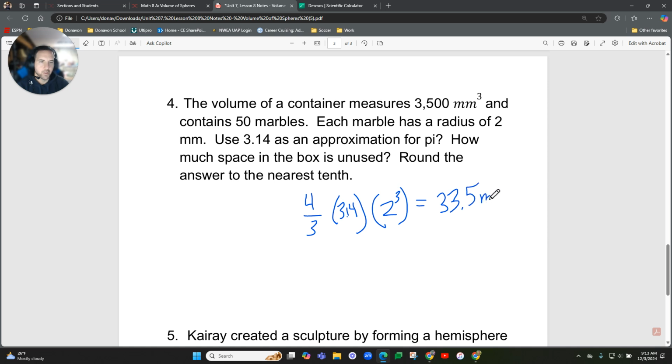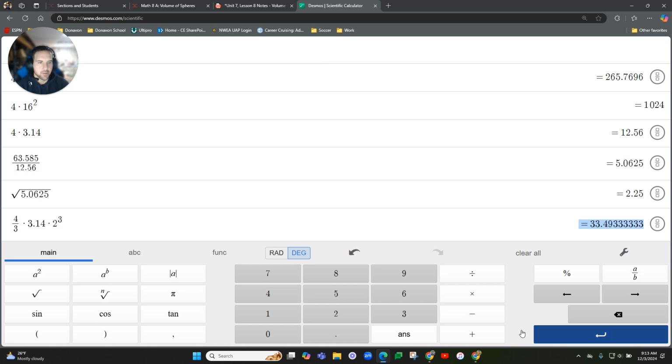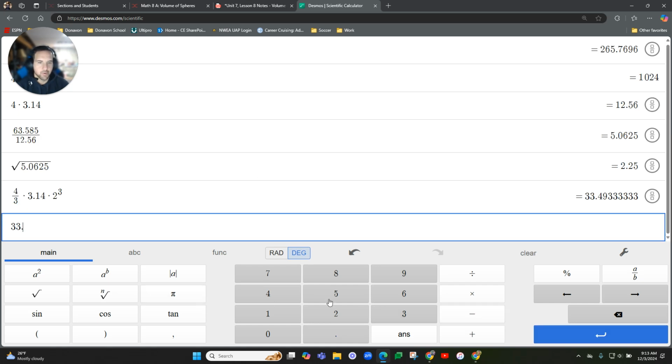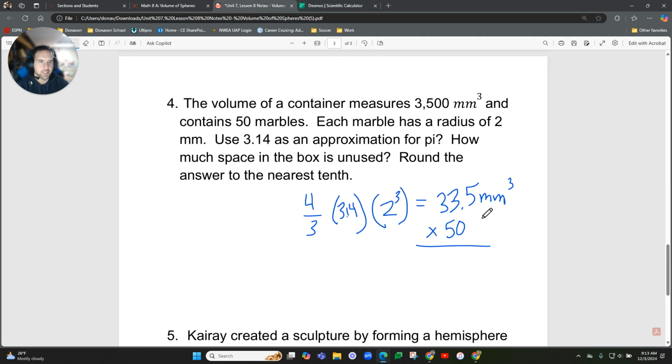33.5 cubic millimeters. Okay, that's one marble. I need to multiply that by 50 to figure out the volume of all those marbles. So 33.5 times 50 is 1,675. That's the volume of all the marbles, 1,675 cubic millimeters.